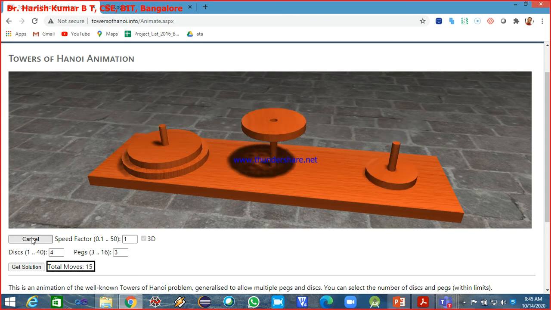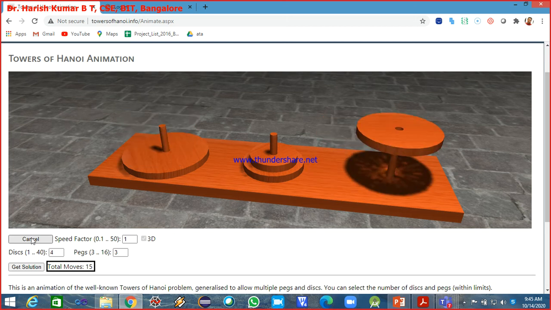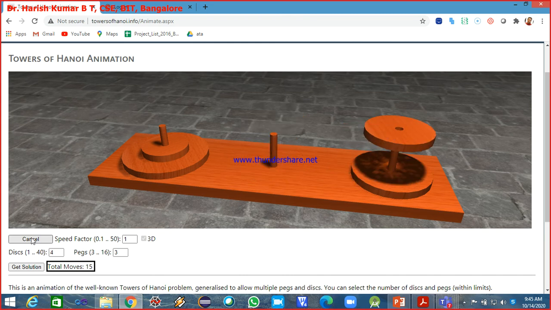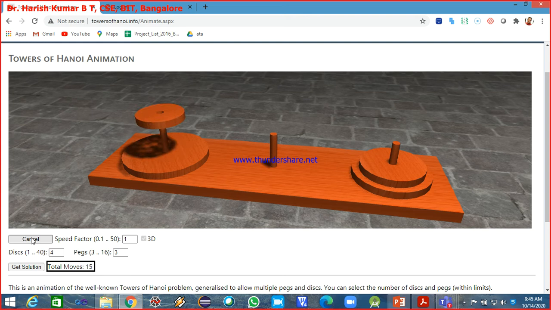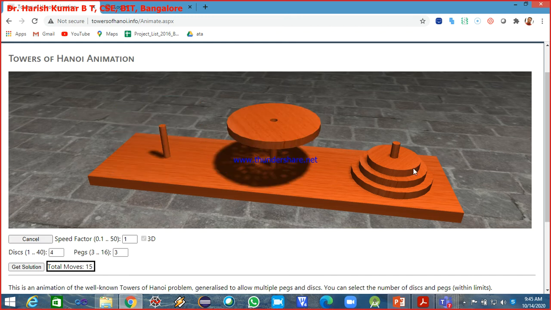Move 1. This is the second move. Third move. Fourth move. Fifth move. Now this is the sixth move. Seventh. See, in 7 moves I have the n minus 1 disks which I had here shifted here.